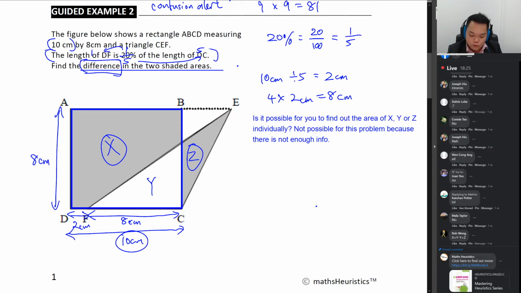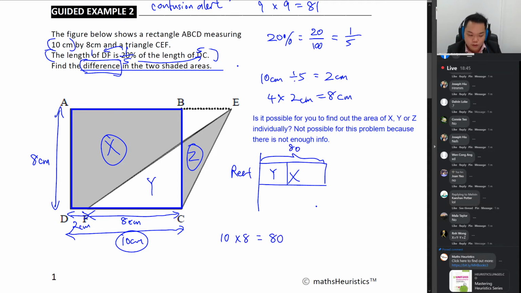Right? So the rectangle itself, its area can be represented by Y and X. So this area would just be 10 times 8 to give you 80. Length times breadth to give you an area of 80 cm squared.